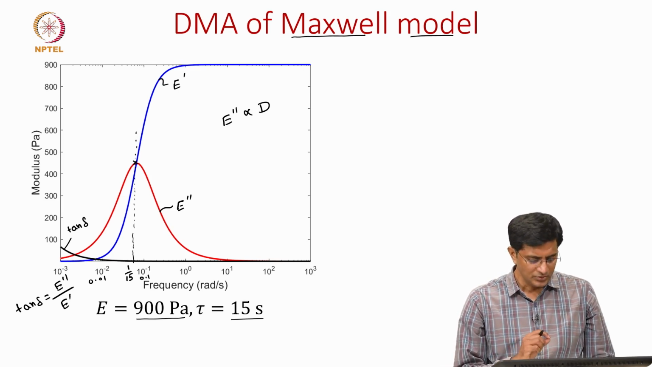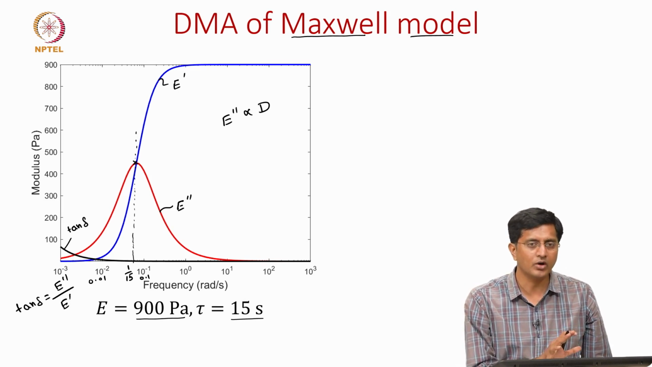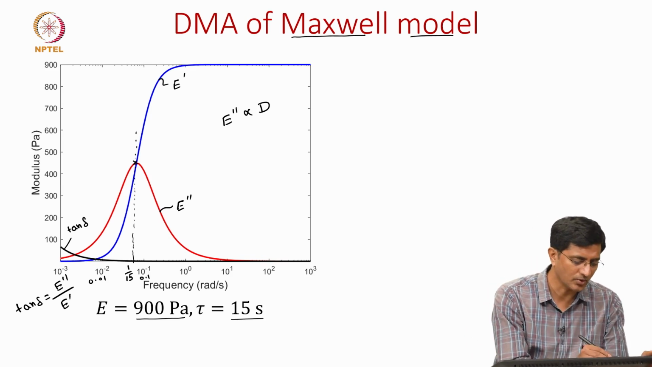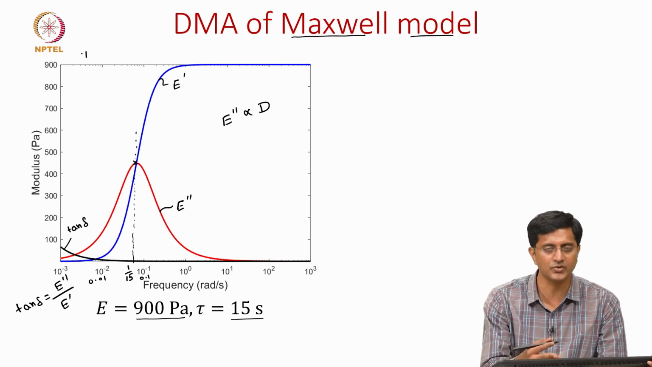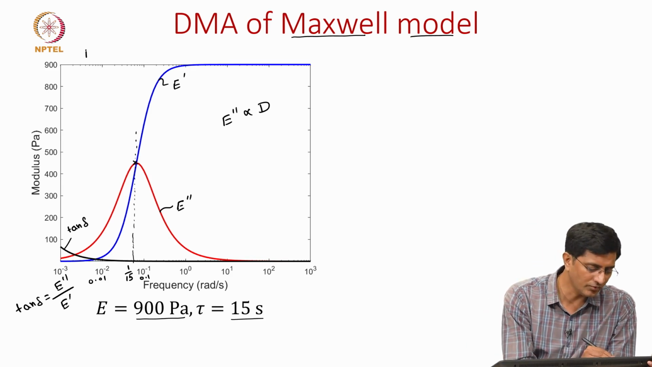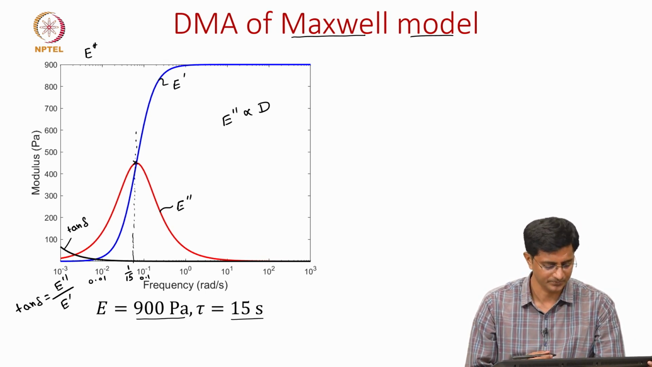Okay. So now that we have this plot and we know how we are able to get this plot, basically once we know the differential equation for the Maxwell model, we should be able to find what is E star. Once I find E star, I should be able to come up with this plot. Okay.